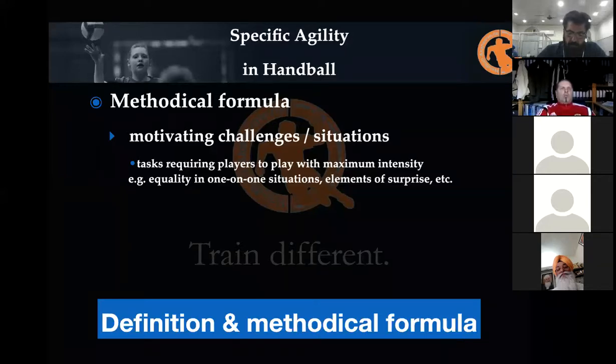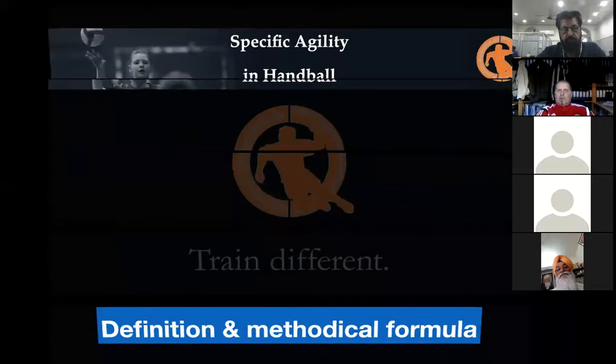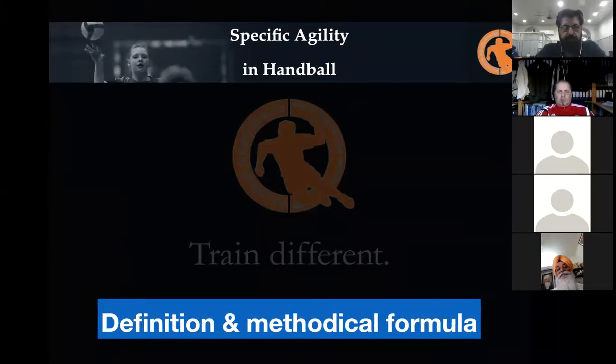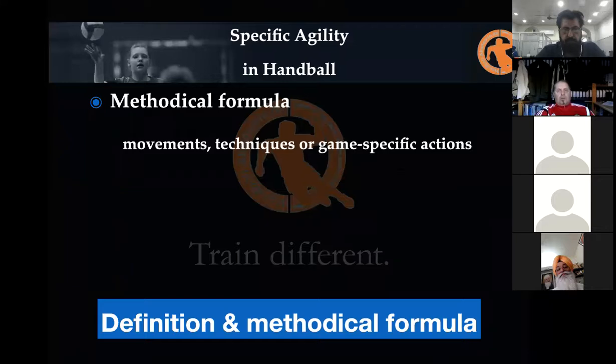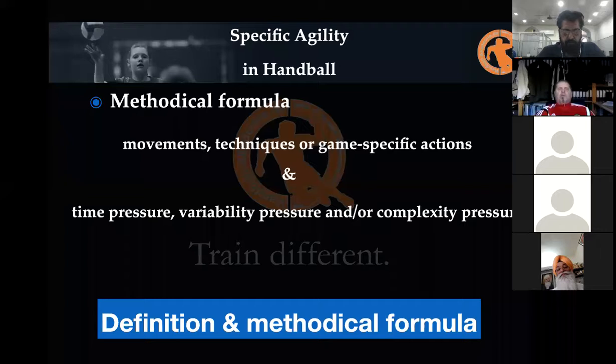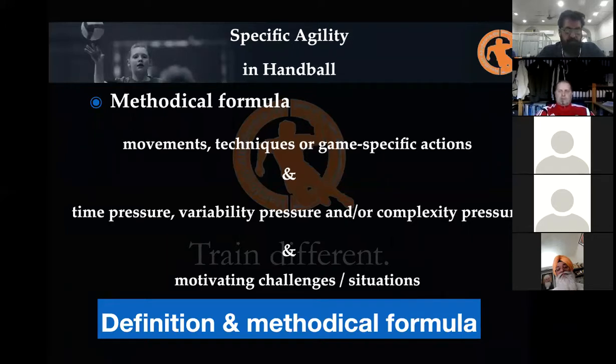So the more motivating it is, the more challenging it is, the more they come to 90, 95% of their maximum speed. And then we are clearly in the field of really agile and speed movements in handball. That's why we have this extension of our methodical formula. Then we have the movements, the techniques, the game-specific actions. Realize them under time pressure, variability pressure, and complexity pressure, and embed them in motivating challenges and situations. This is what the players should do.